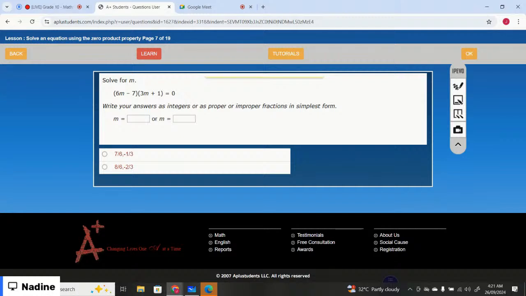Solve for m. (6m minus 7)(3m plus 1). So which is the correct option? The correct option is option number 1. 7 over 6 and negative 1 over 3 is the correct option, right?